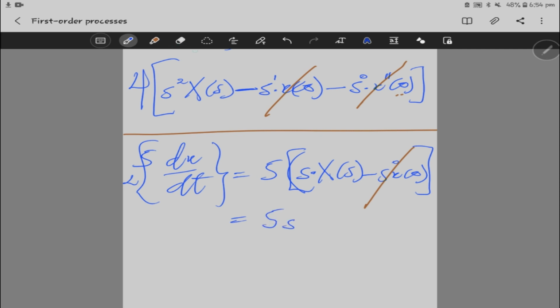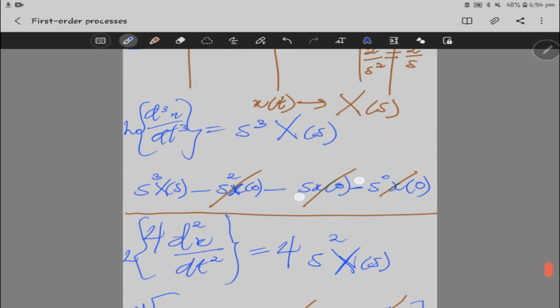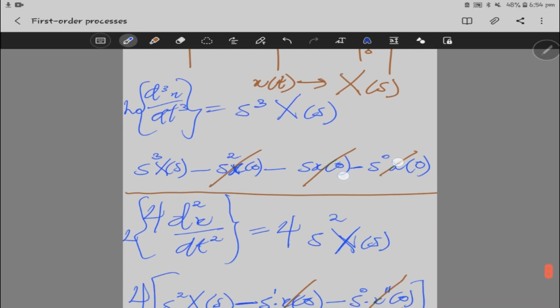And then we end up getting it to be 5s, and we have x of s. So this is what we have. So putting all this together, we end up getting this.